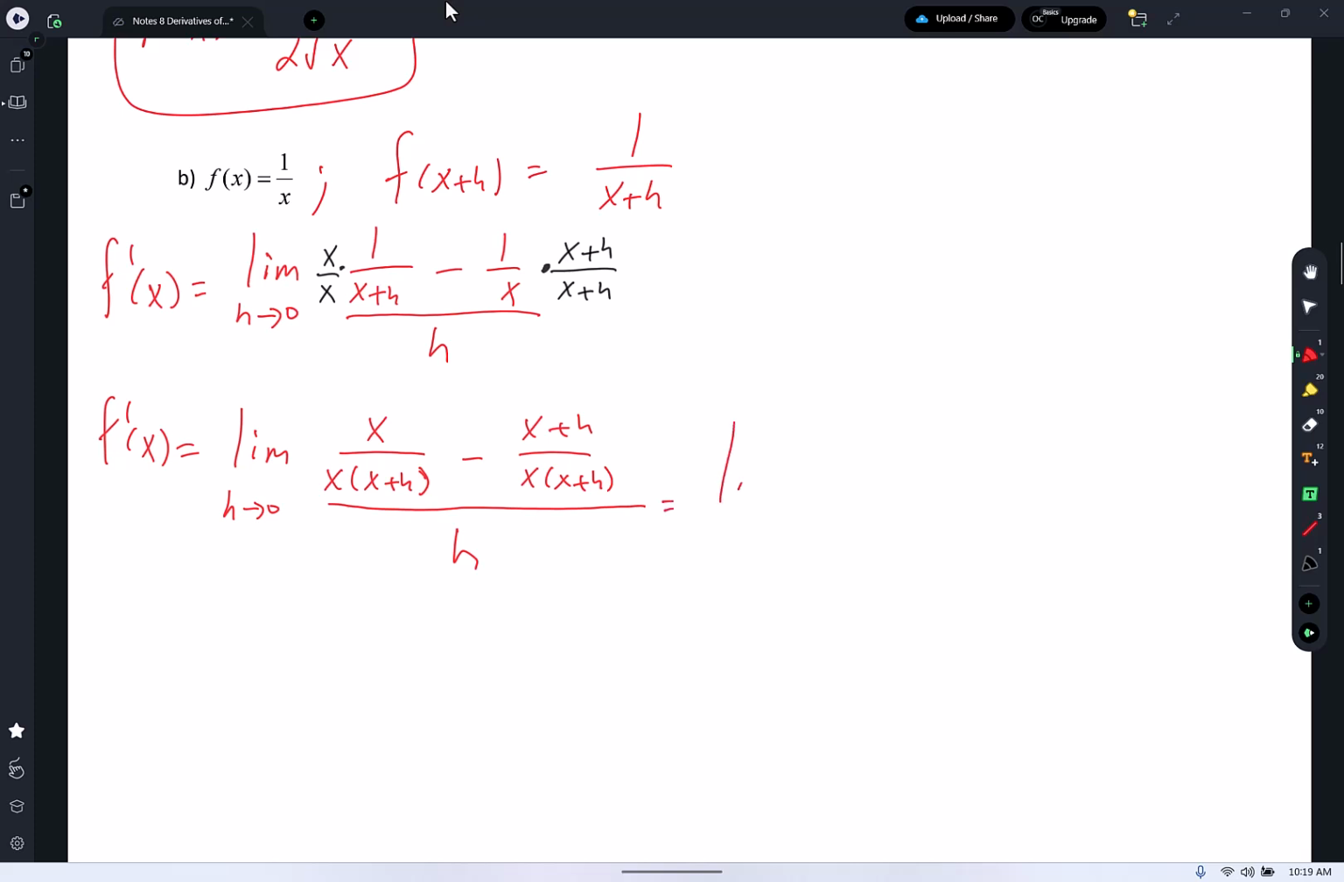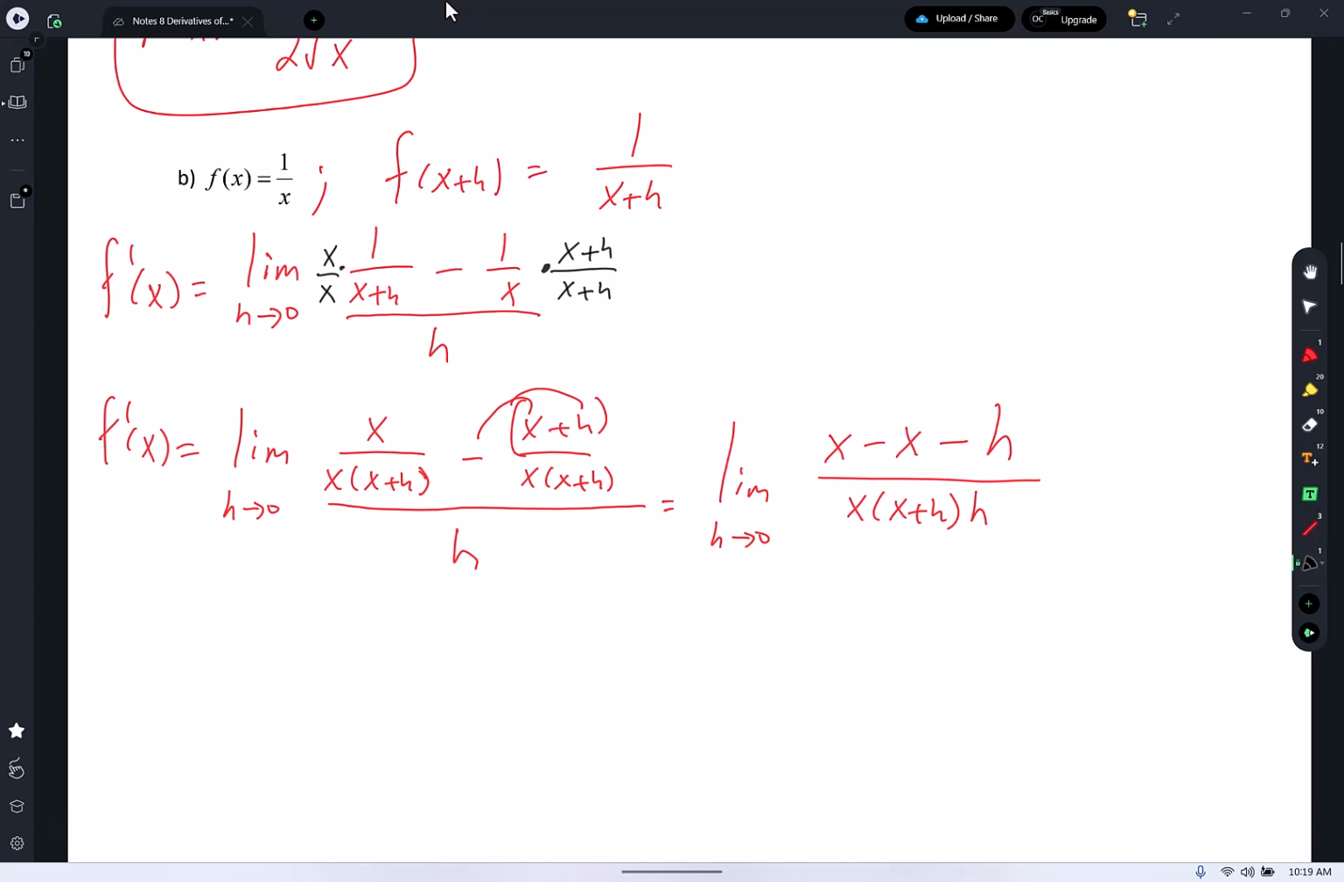Equals limit as h approaches 0. Distribute the negative. Keep change flip. X minus x minus h. That's the most common mistake. You leave it as a positive h. X times x plus h. I'm bringing that h up. H. And I'm going to stop. I'm going to slow down.